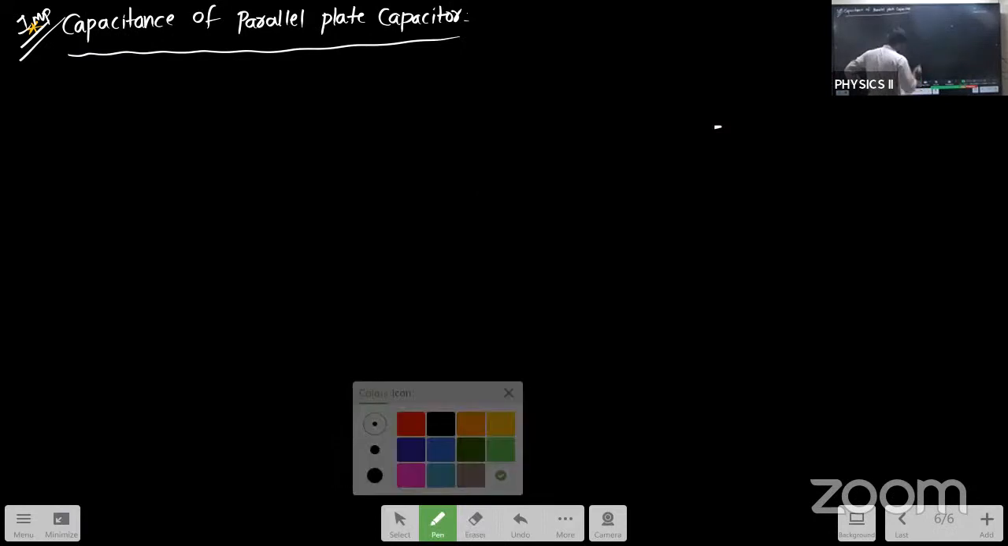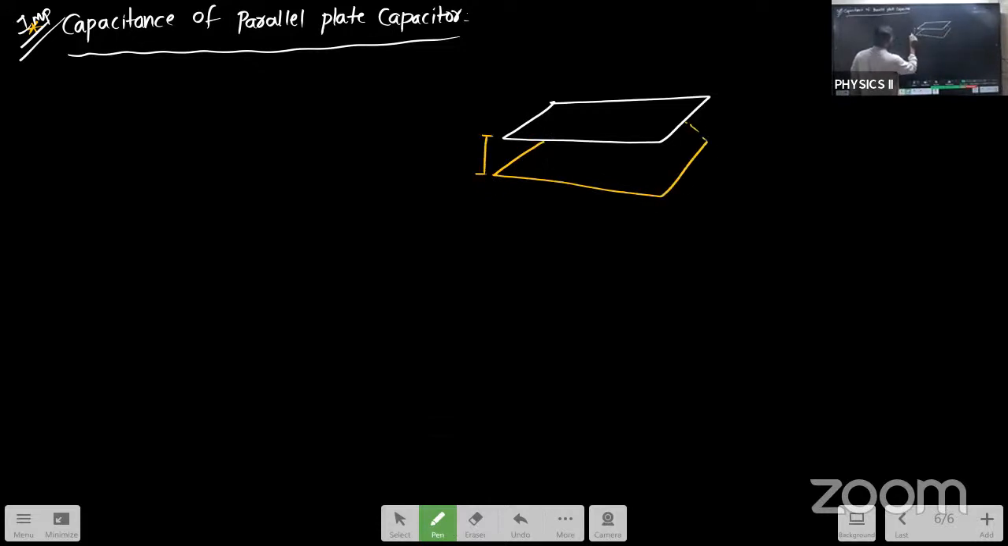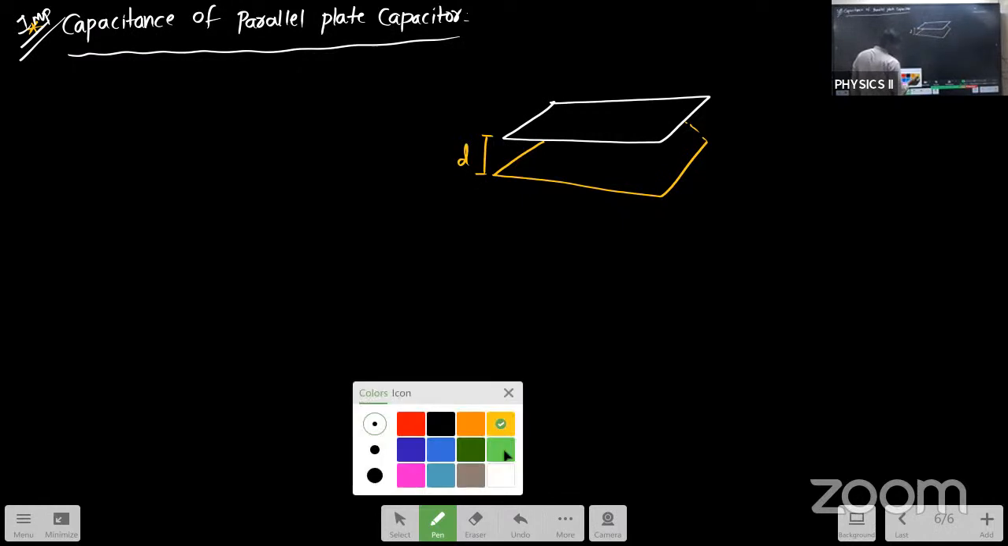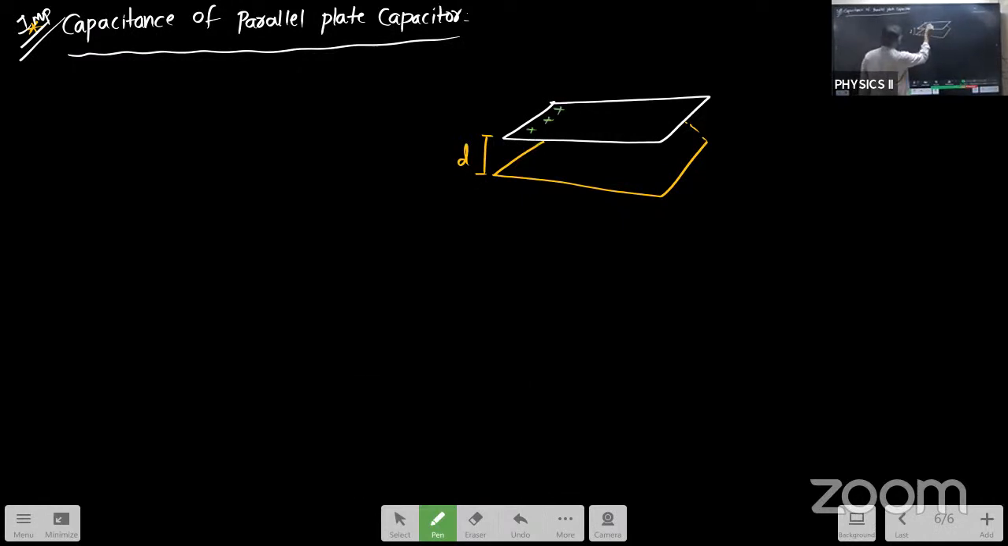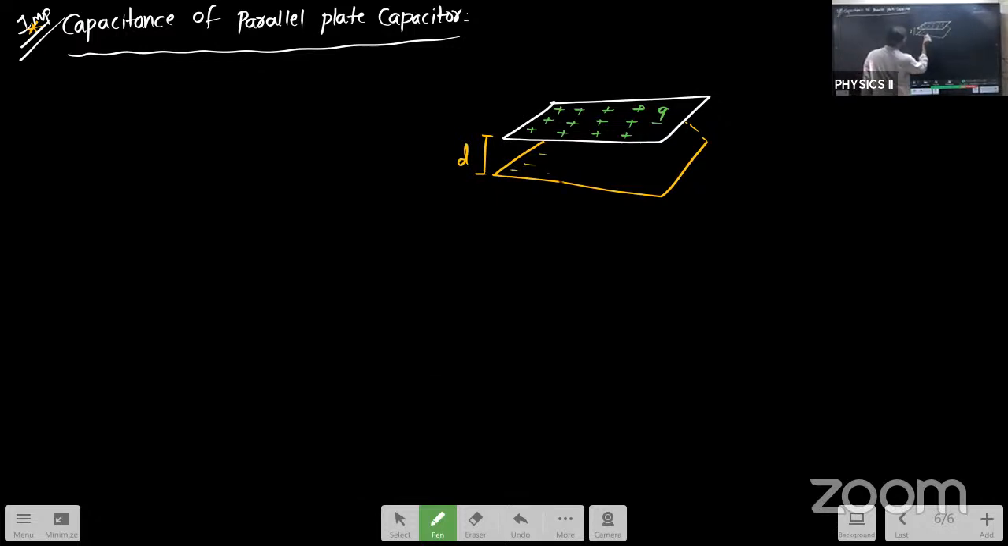See here, there are two plates. One plate is arranged something like this. I am considering one more plate which is arranged something like this. The distance between these two plates is D. Both of them are separated by a small distance D. This upper plate has some plus charge on it. And the plate below it has negative charge. Here we have negative charges.